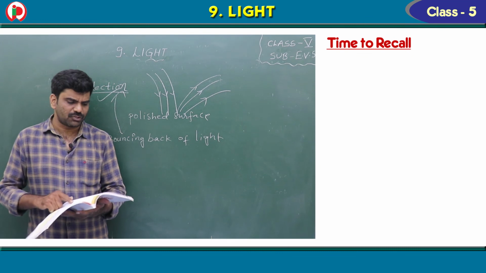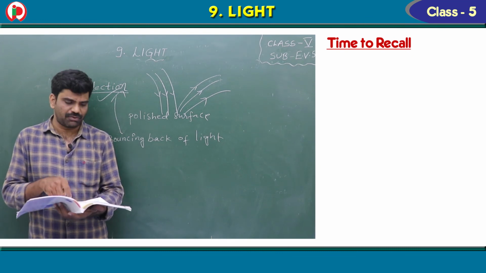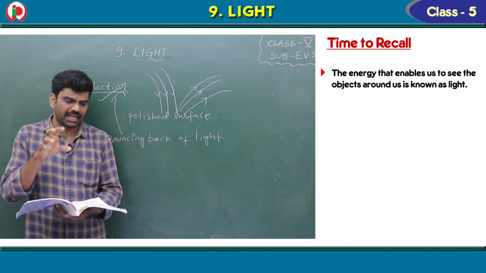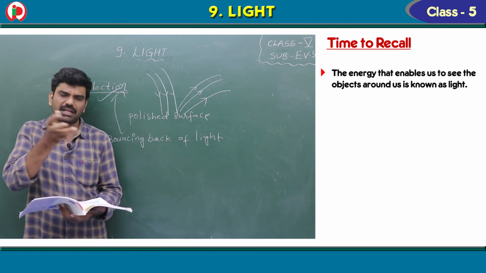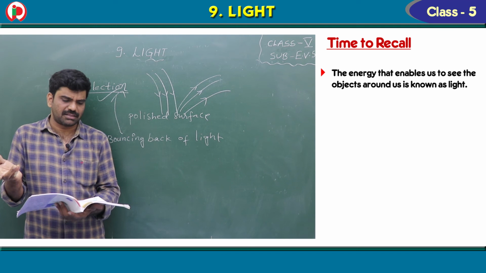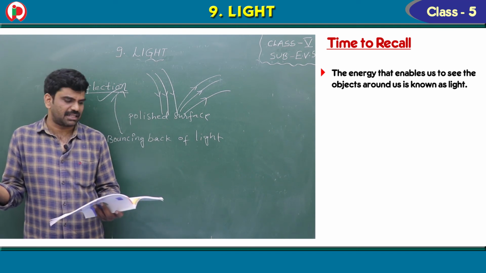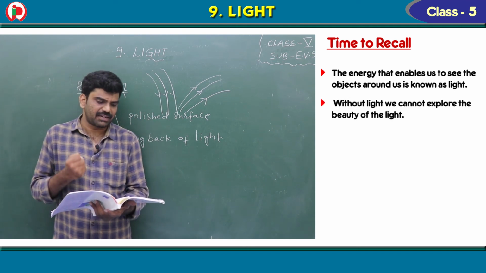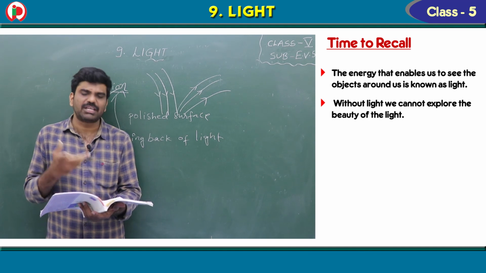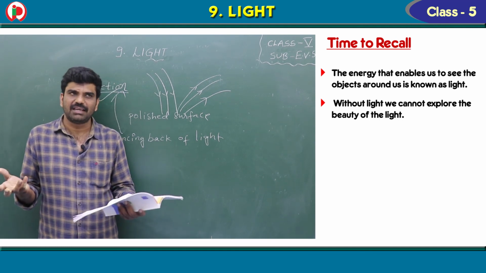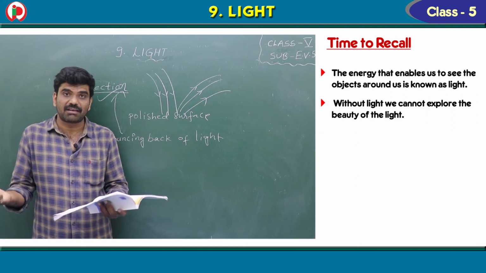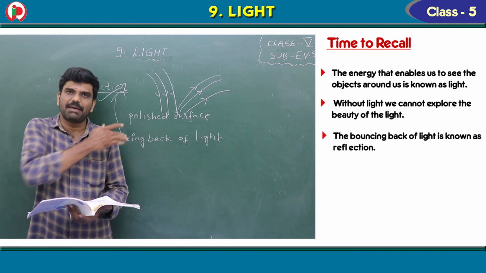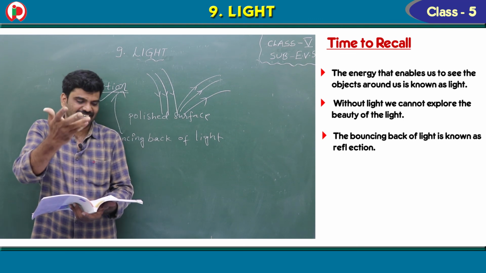Now it's time to recall. Take page number 74. The energy that enables us to see the objects around us, like the benches, the books, or whatever things, is light. Without light, we cannot see things. Without eyes also, we cannot see things. The bouncing back of light is known as reflection.